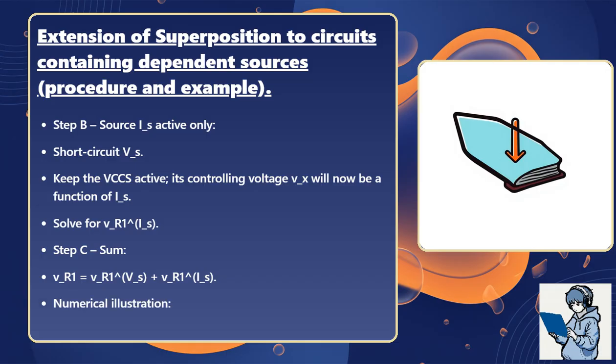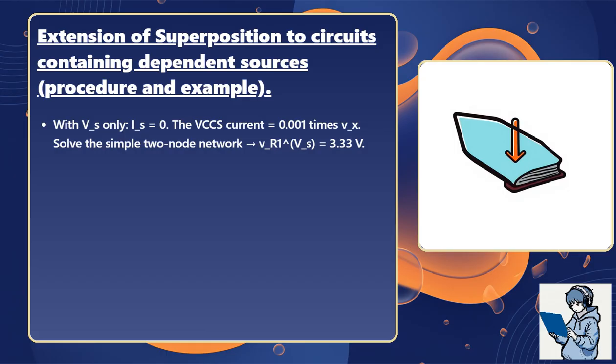Numerical illustration. Let R sub 1 equal 1 kilo ohm, R sub X equal 2 kilo ohm, G equals 0.001 Siemens, V sub S equal 5 volts, I sub S equal 2 milliamps. With V sub S only, I sub S equals 0. The VCCS current equals 0.001 times V sub X. Solve the simple two-node network. V sub R1 superscript V sub S equals 3.33 volts.